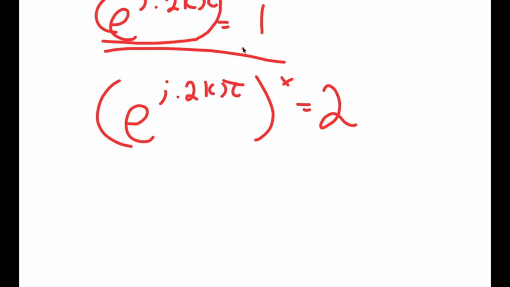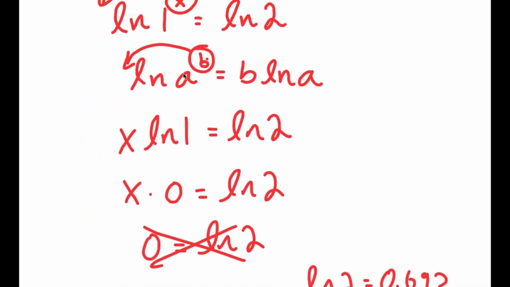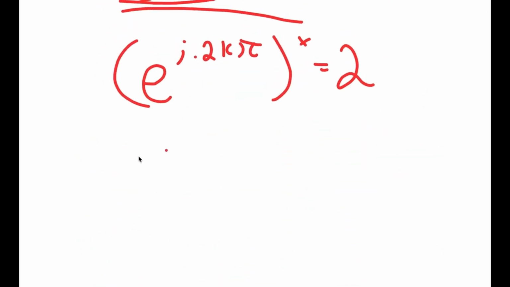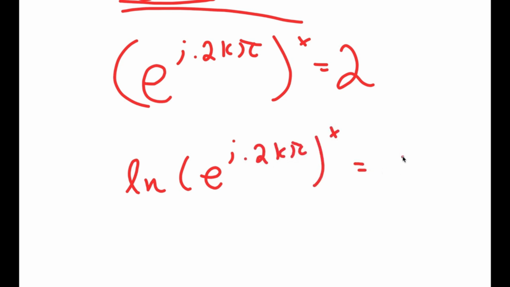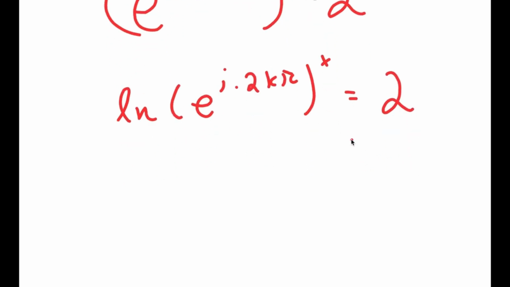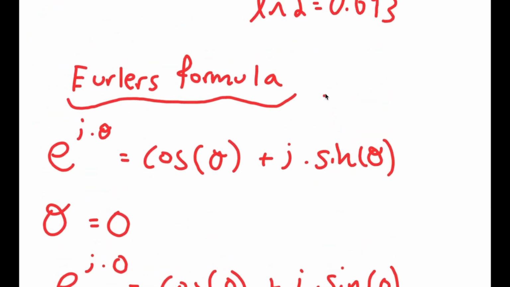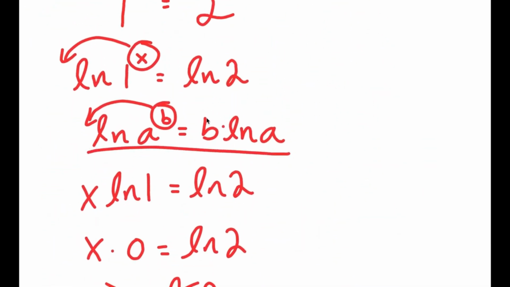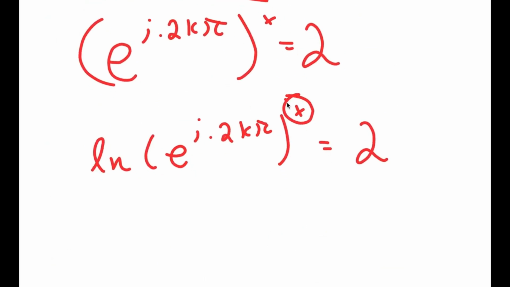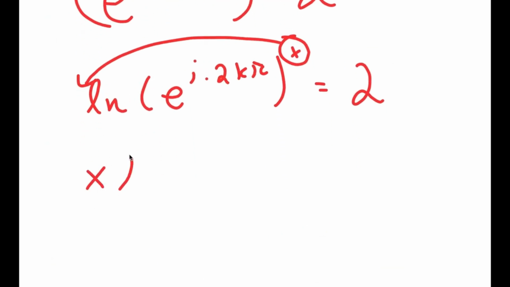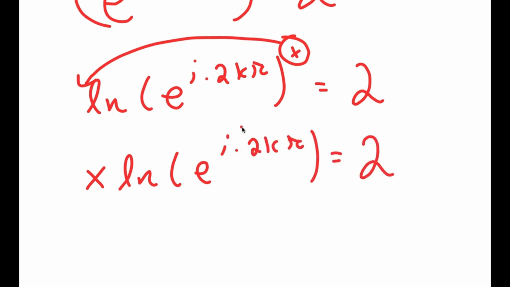So what I'm going to do is the same thing I did the first time. I'm going to take the ln, or natural log, on both sides. So now I get ln of e to the power of i times 2k pi to the power of x is equal to ln of 2. Now, if I have something in the form ln a to the power of b, this is equal to b times ln a. So I can move x to the front, and this is going to equal x times ln e to the power of i times 2k pi, which is equal to ln of 2.